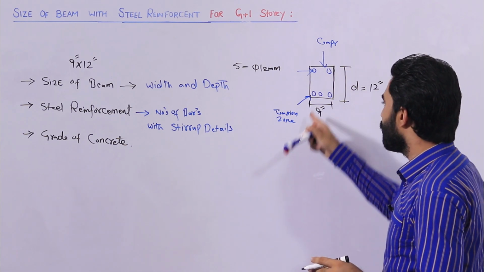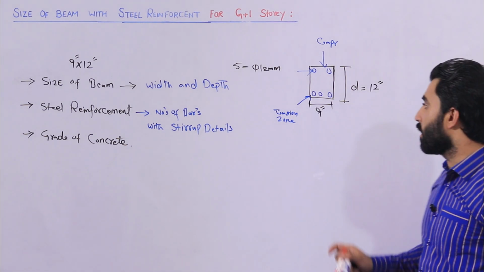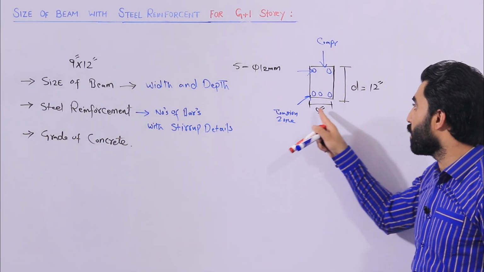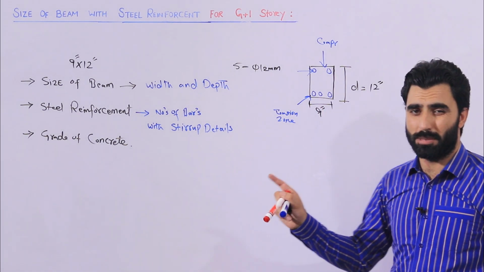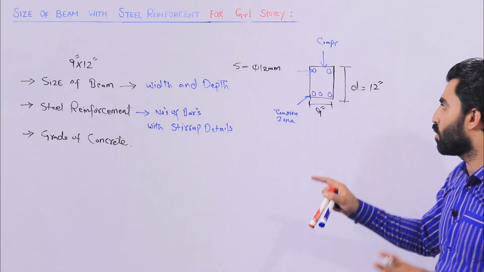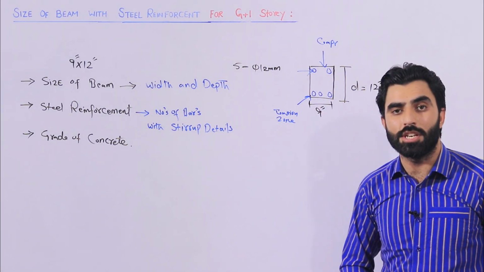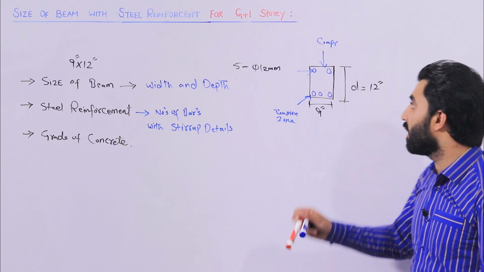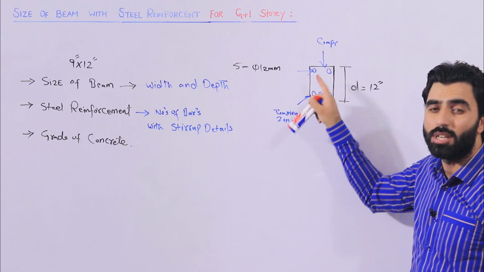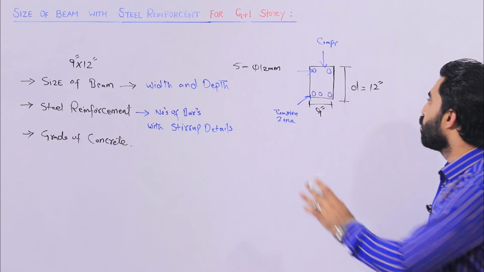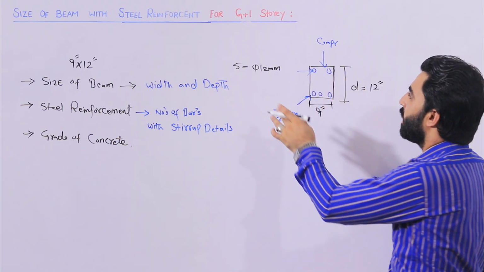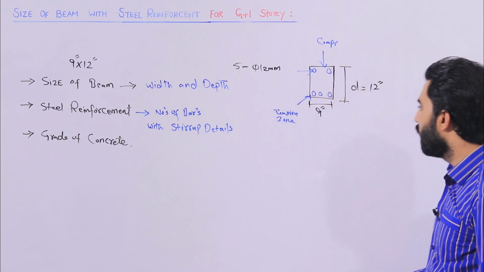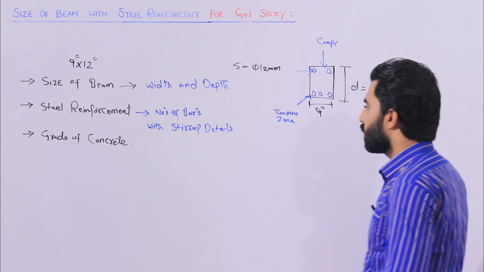Why are we providing 3 numbers at the bottom? Because concrete is weak in tension. Therefore we use 3 or 4 numbers, but for a normal residential building G plus 1 you can provide 3 numbers at the bottom, which is the tension zone, because concrete is weak in tension, but concrete is strong in compression. So we provide 2 numbers in the upper portion, and the dia should be 12 mm for both the compression zone and the tension zone. So these are the steel reinforcement.